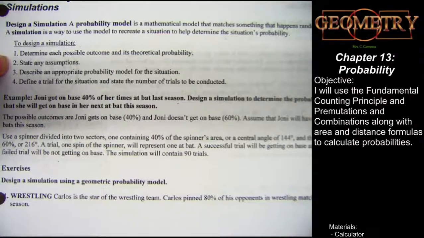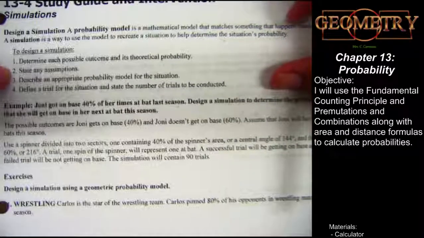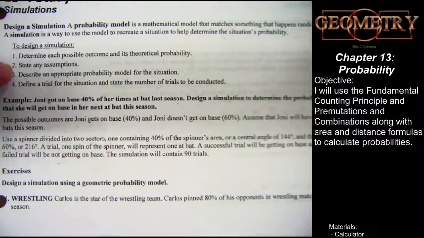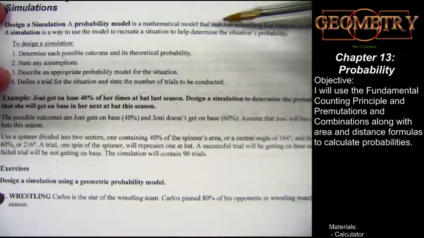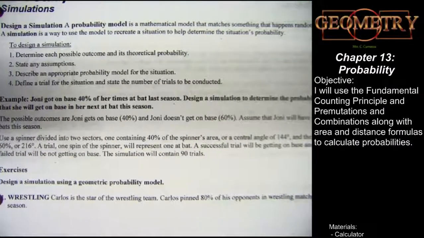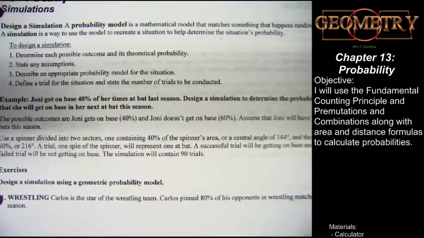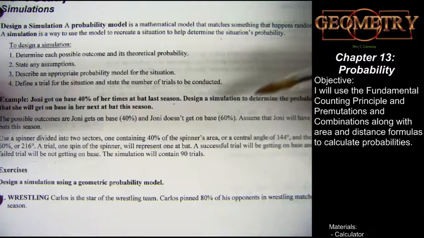They have it on the Texas Lotto website, by the way, if you're wondering. Then he stated any assumption that he had to make. He described what probability model, that is the mathematical model that is going to match something that happens randomly. He was working on building that also. And then he defined what trial he was going to use to see how many times he had to run this before he actually got the match that he wanted. And then he was going to state the number of trials he was going to do.